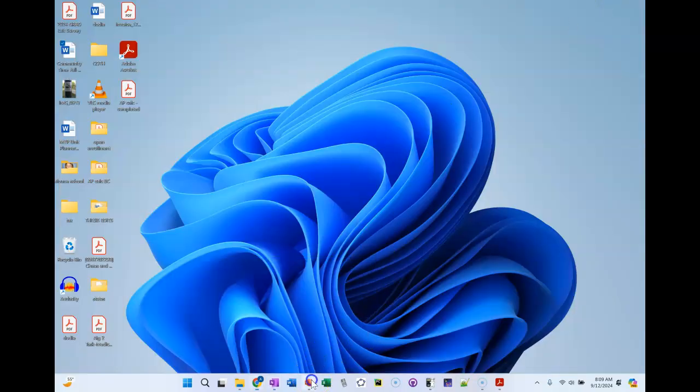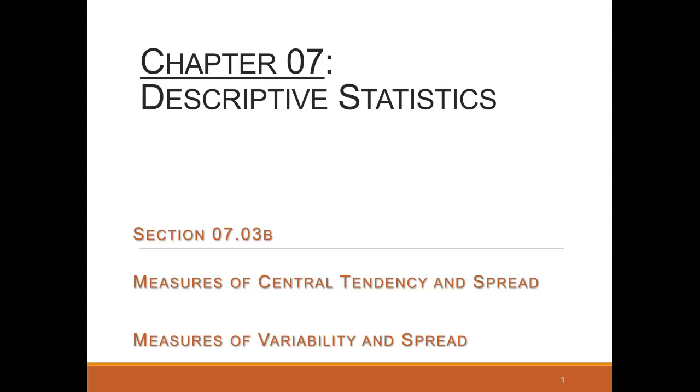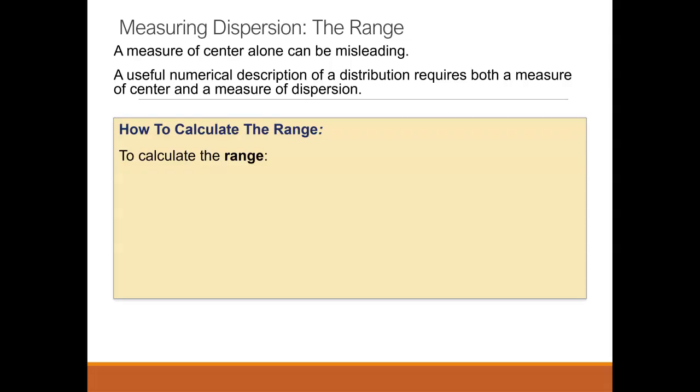Cool. Let's do the next piece of section 7.3, and that'll wrap up chapter 7 for us. So here we're going to be talking about spread, or dispersion. Dispersion and spread kind of mean the same thing. It's a description of how uniform the data is. It's a numerical description of how close the data is to its center.